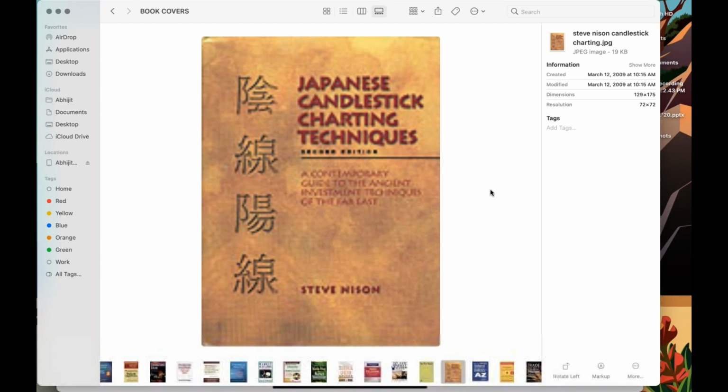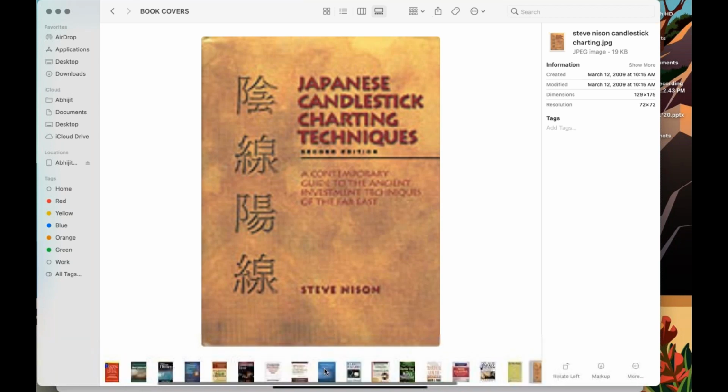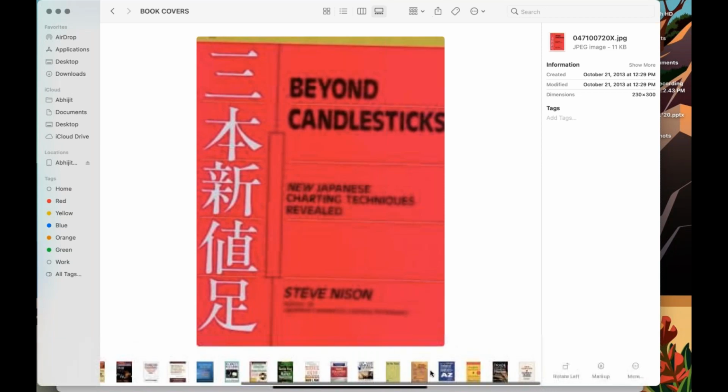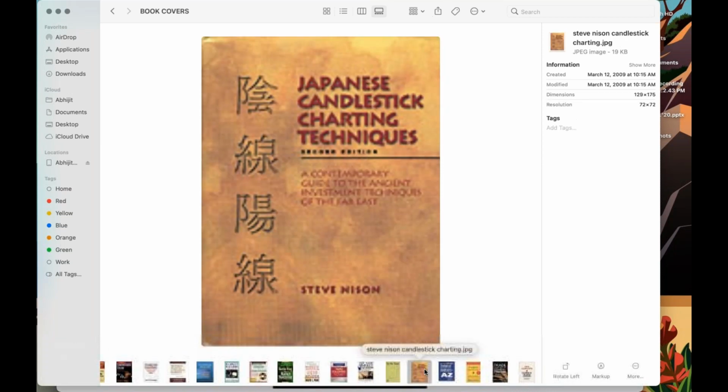Steve Nison, Japanese Candlestick Charting Techniques. Wonderful book. The second book which he wrote is Beyond Candlesticks, which is this one, also very nicely written. You should go by this order. You should definitely read Steve Nison's books, especially if you like to read.